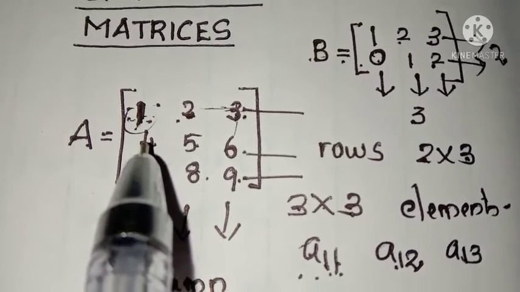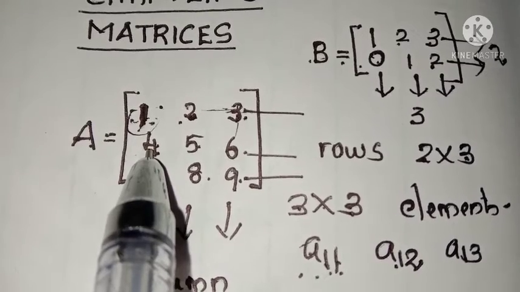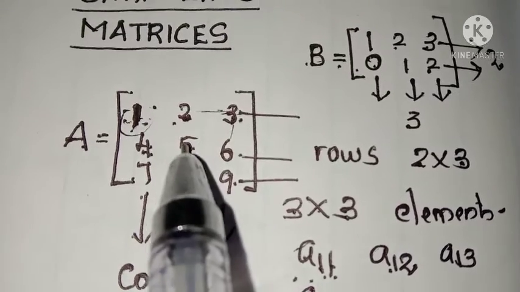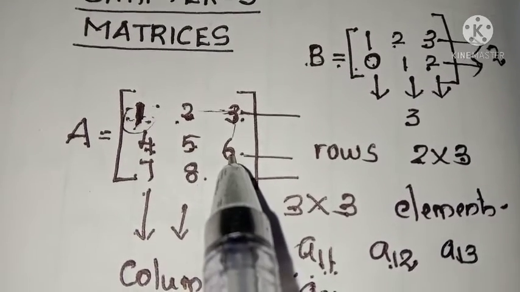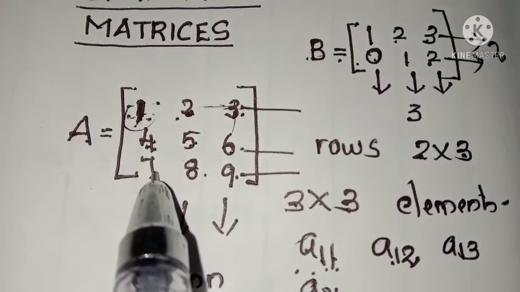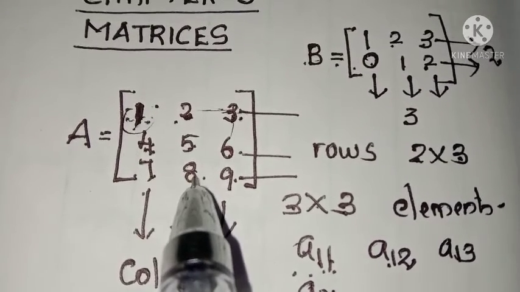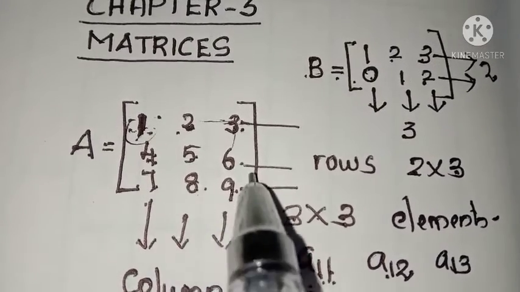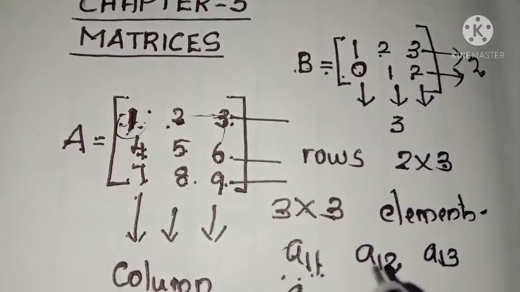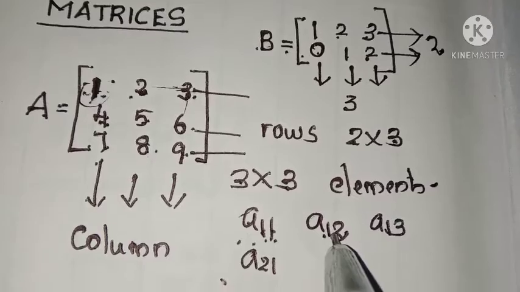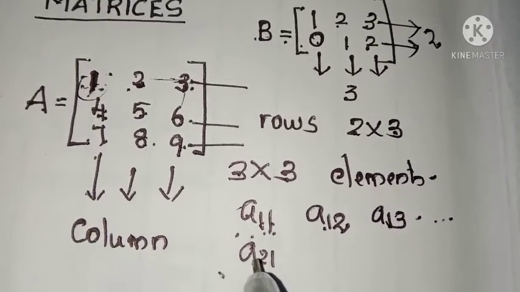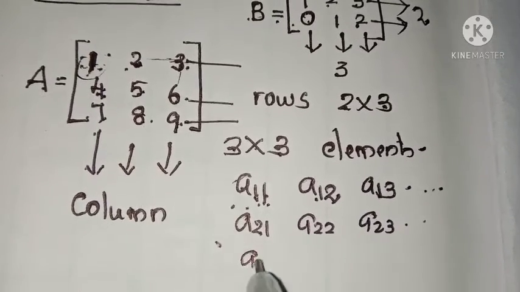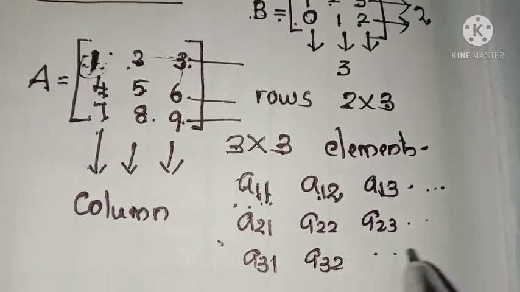It's clear? Similarly, we can define 4. Element 4 occupies second row, first column. So this is A21. Now 5 is A22, 6 is A23, 7 is A31, 8 is A32, 9 is A33. So we can observe that the elements in the matrix are of the form A11, A12, A13, etc., A21, A22, A23, etc., A31, A32, A33, etc.